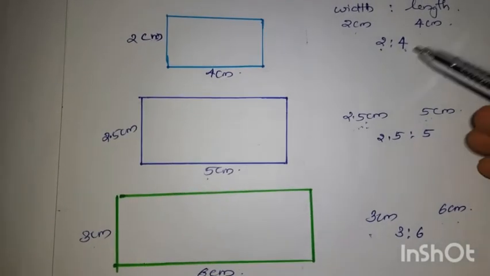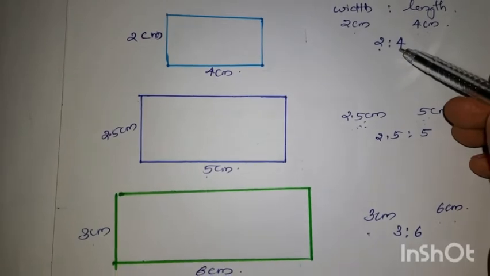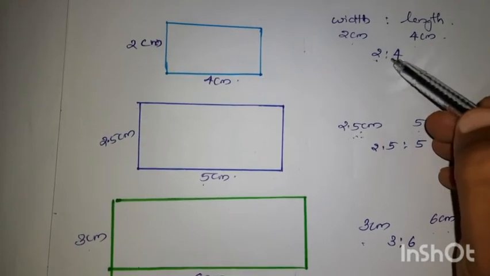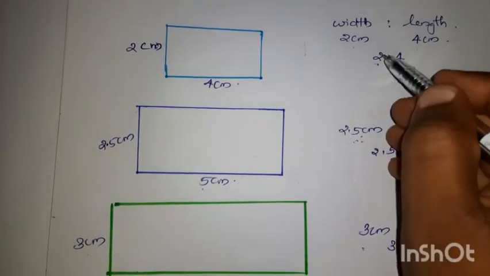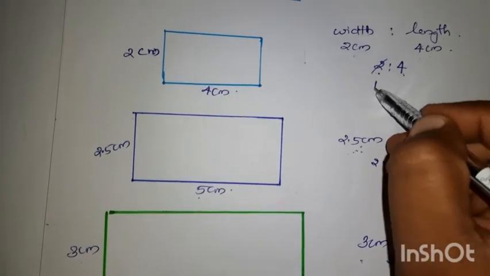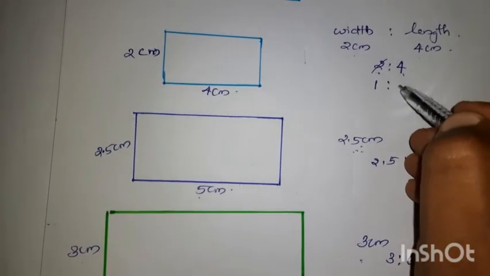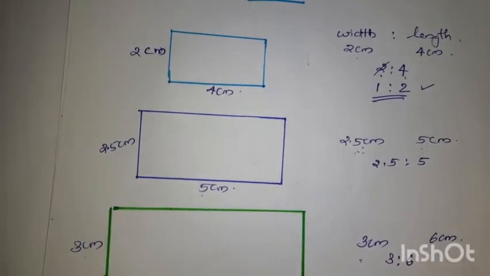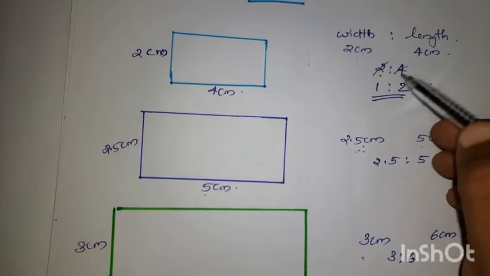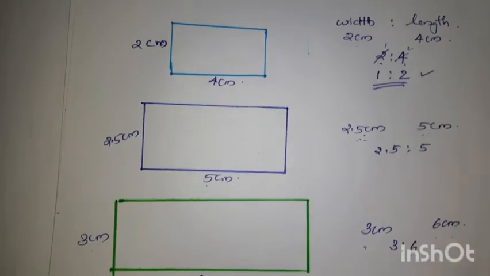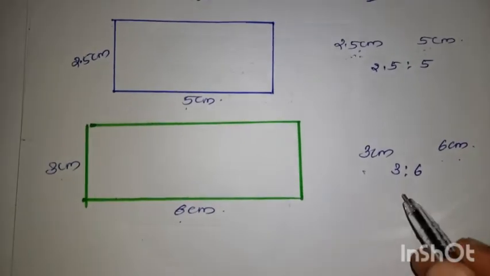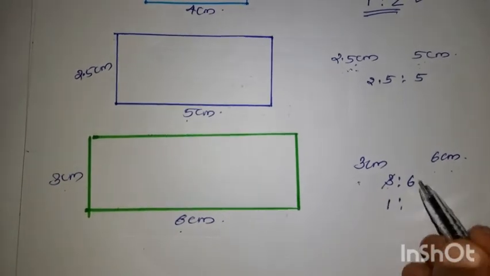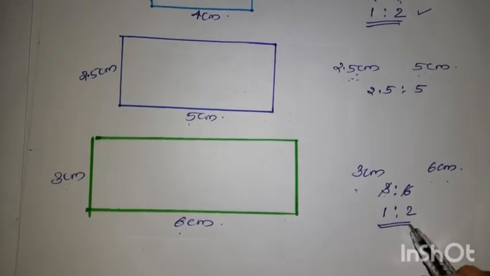While writing the ratios, they should be written in the smallest fractions. Here 2 is there, here 4. You can divide both by 2. 2 is 1 time. In 4, how many times? It is 2 times. So you got 1 is to 2. The smallest fraction you should write the ratio. Here 3 and 6. You can divide both the numbers by 3. 3 is 1 time. In 6 it is 2 times. So 1 is to 2 you got.